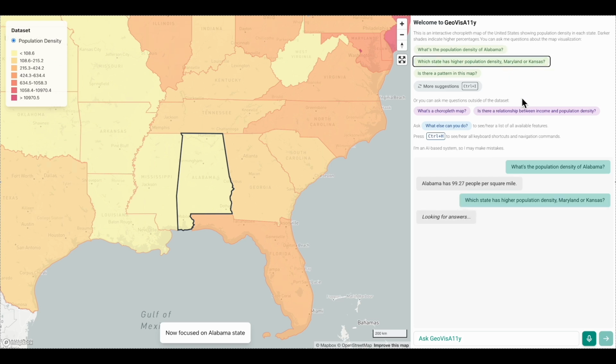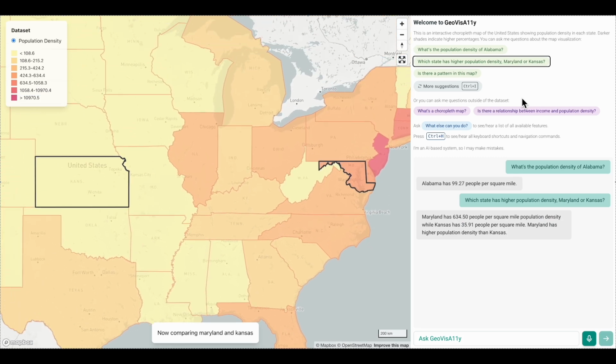Which state has higher population density, Maryland or Kansas? Looking for answers. Maryland has 634.50 people per square mile population density while Kansas has 35.91 people per square mile. Maryland has higher population density than Kansas. Now comparing Maryland and Kansas.